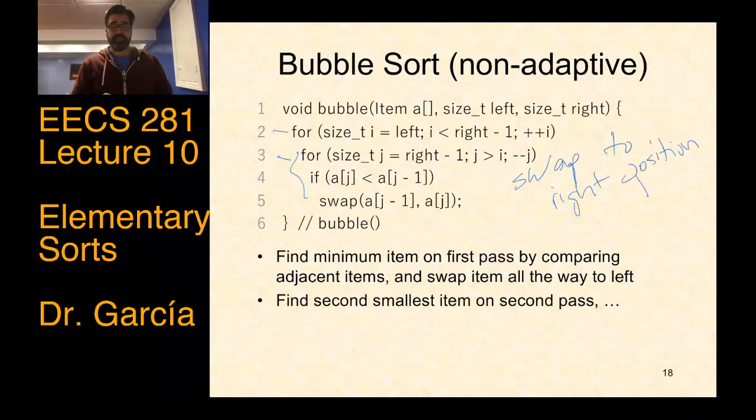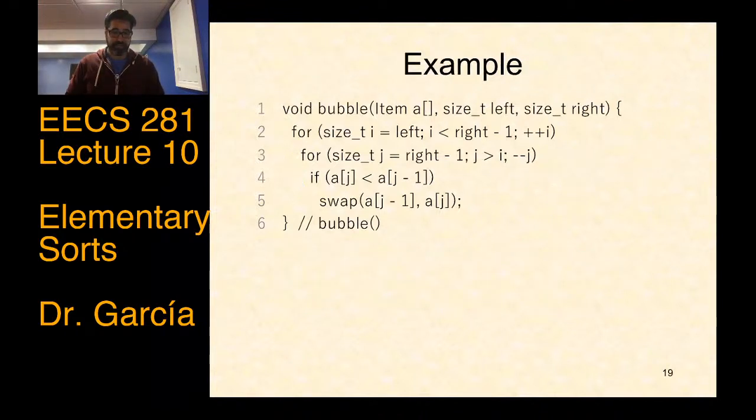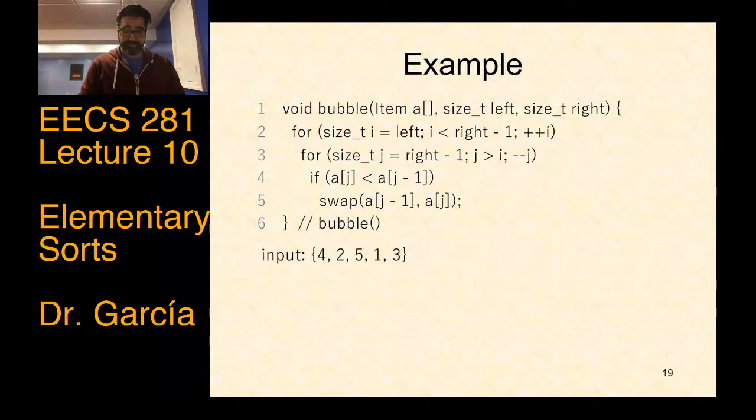Second pass, we'll do the same thing, okay? But for the next to last position, or sorry, the second position, my apologies. So on and so forth. So let's look at an example here. So let's say that this is our input, 4, 2, 5, 1, 3.